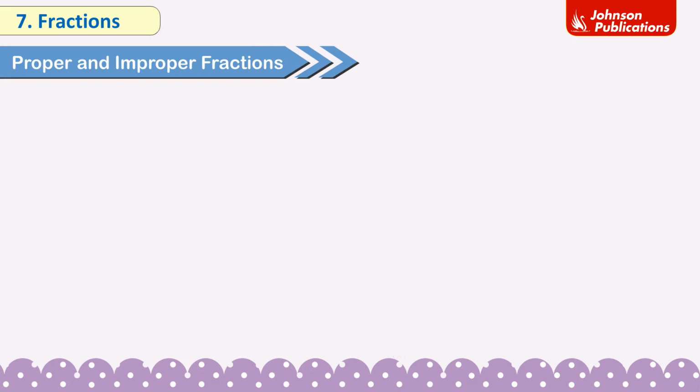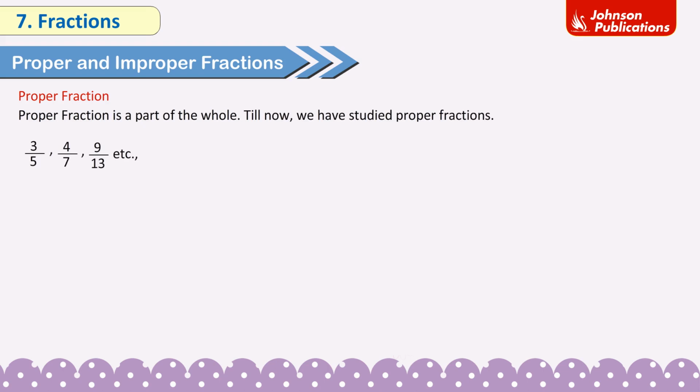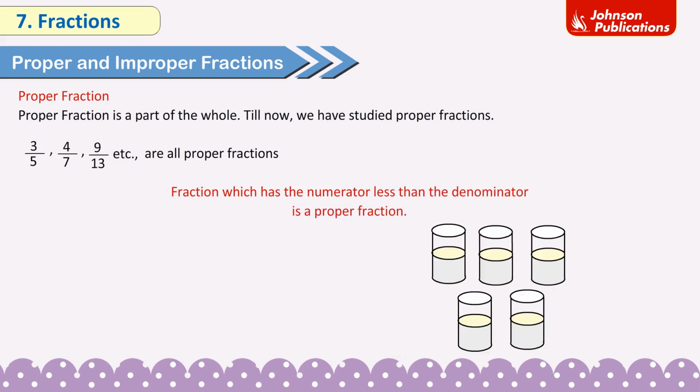Proper and improper fractions. Proper fraction. A proper fraction is a part of the whole. Till now, we have studied proper fractions. 3 by 5, 4 by 7, 9 by 13, etc. are all proper fractions. A fraction which has the numerator less than the denominator is a proper fraction.